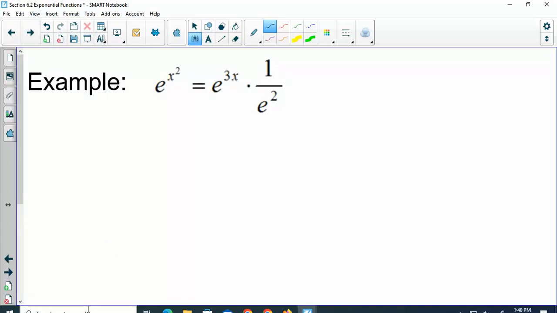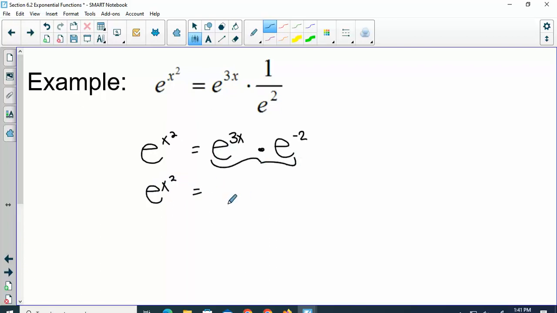Try this one. So what's my common base? So how would we write 1 over e squared? e to the negative 2. e to the x squared equals, if these are multiplied, we add exponents, so that's 3x minus 2.